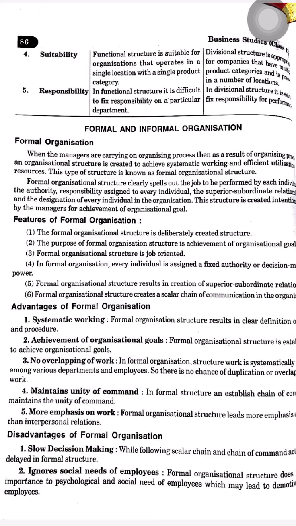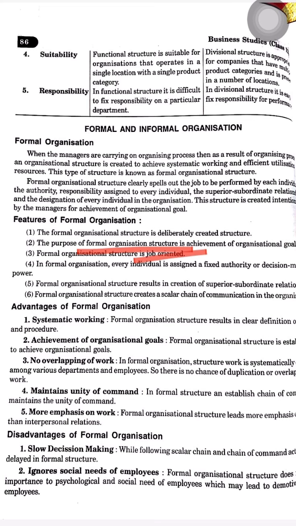Then the purpose of formal organization structure is achievement of organizational goals. Okay, means as we all know that the basic motive of management is to achieve the organizational goal. So this work will also be done to achieve those goals. Formal is job oriented, means in this job creation is being done.